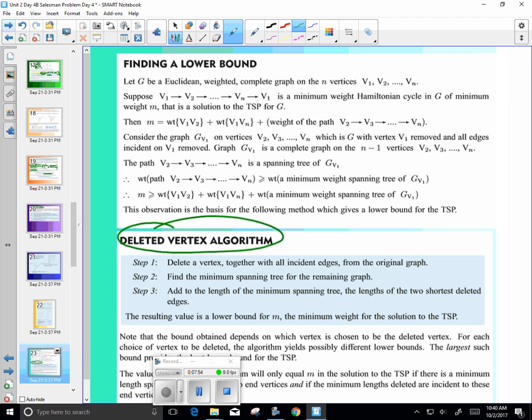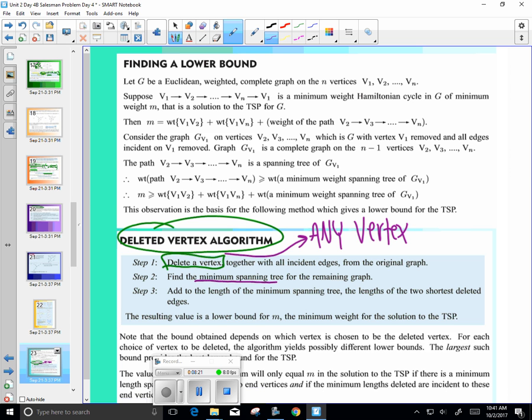The deleted vertex algorithm is you take out a vertex. Now here's the sad part. Any vertex. So if it's any vertex, you might have to take out all of them one at a time. That's what's lame about this one. Now on a test, if they say using this vertex, you go, good, I only have to do that one. But it's still a good idea.